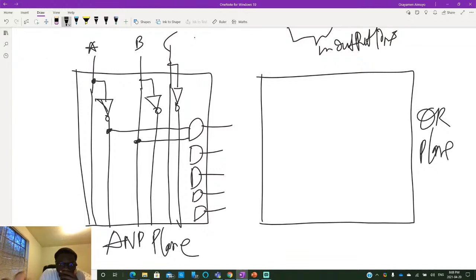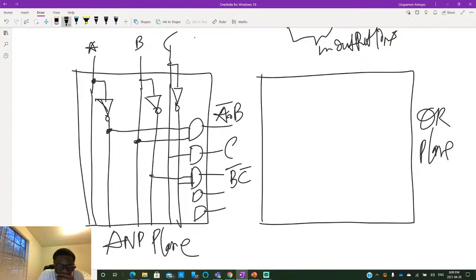Okay, so for this as well, let's say you just wanted to connect. So this function would be A bar and B. And for this, let's say we just wanted C. Why not? C. And then for this, let's say we wanted C bar and B bar. All right, so B bar and C. Sorry, I didn't have to draw that. B bar, C bar.